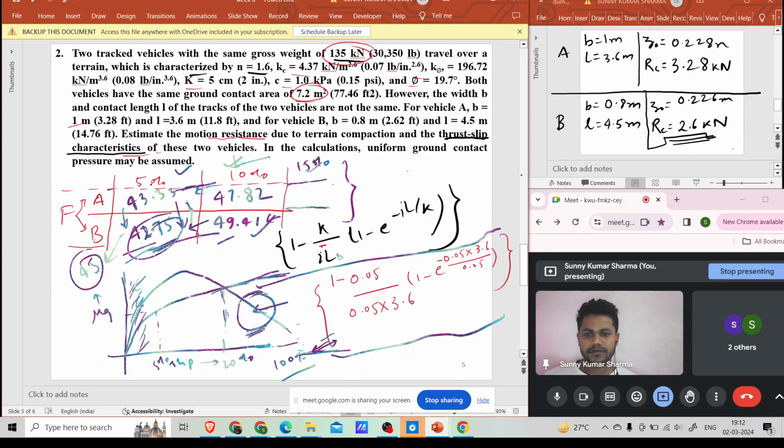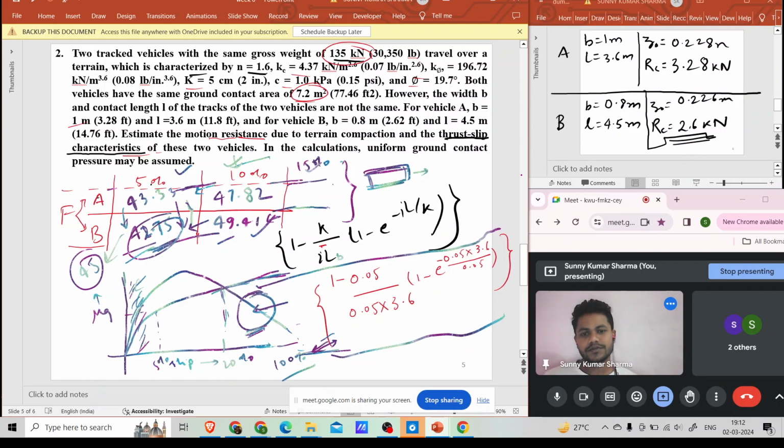Yes, sir. So the conclusion, from the calculation we have seen, is that the track measuring longer length and shorter width gives more thrust and less rolling resistance. That is the purpose of this problem.